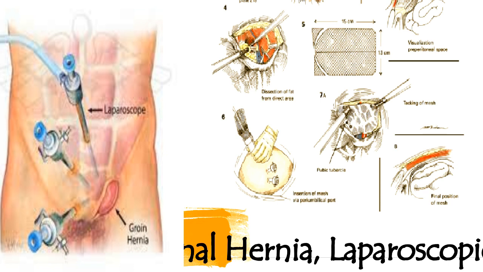The mesh is cut to the size and shape shown in figure 5. It is then rolled and inserted under direct vision through the 10 mm trocar used for the camera. Figure 6. The mesh is unrolled and positioned in order to cover all 3 hernia areas, indirect, direct, and femoral, figure 7a. It may be tacked medially in place, as described in the TAP section, avoiding the danger points previously discussed, figure 7a. Alternatively, some surgeons prefer to use a fibrin-based glue to secure fixation, while others use no fixation.